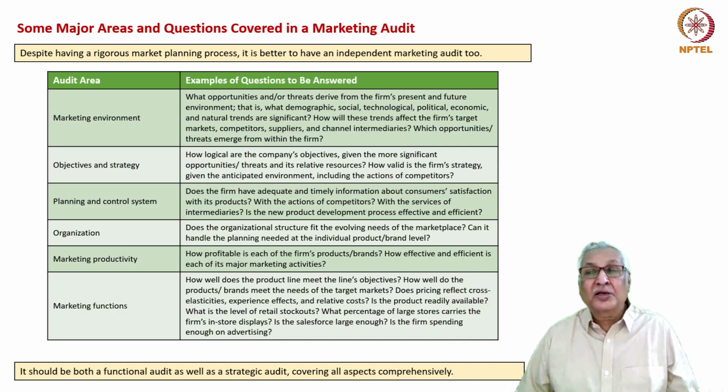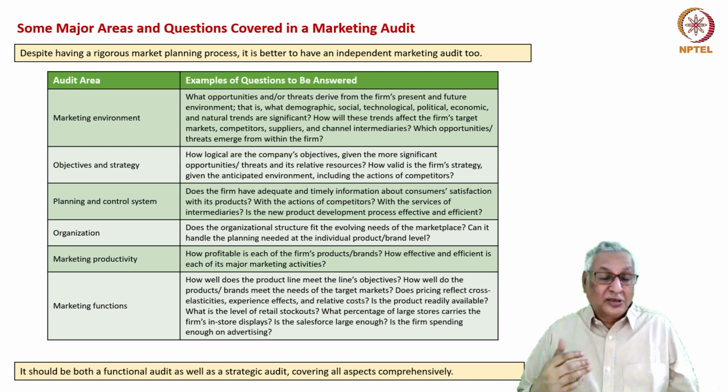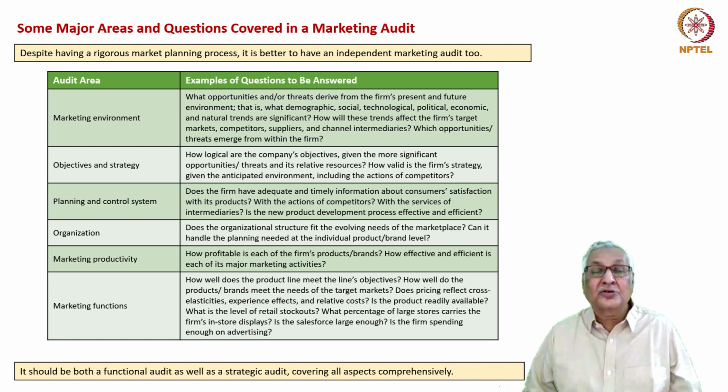We also need to have a marketing audit that is done every now and then. This marketing audit should cover the marketing environment in terms of the external variables and the competitor related variables, the continuing logic or otherwise of the objectives and strategy of the company, the resoluteness, the firmness, as also the sharpness of the planning and control system of the firm with reference to the company, its sales force, its products, the customers, the competitors, the intermediaries. All of that needs to be covered by the planning and control system.